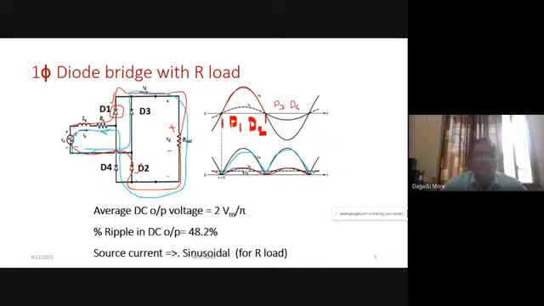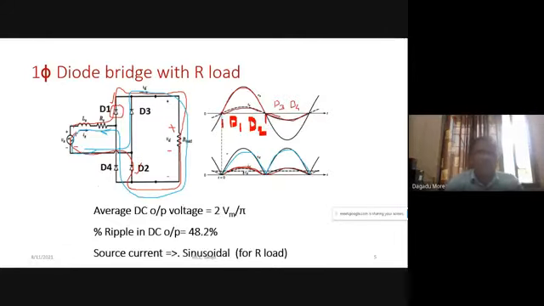Whatever current flows through D1 and D2 in the positive half cycle, the same will flow from the supply. So this will be our positive current from the supply. When D3, D4 are conducting, our current will be the same wave shape as the DC current, but in the opposite direction. So this will be our source current.